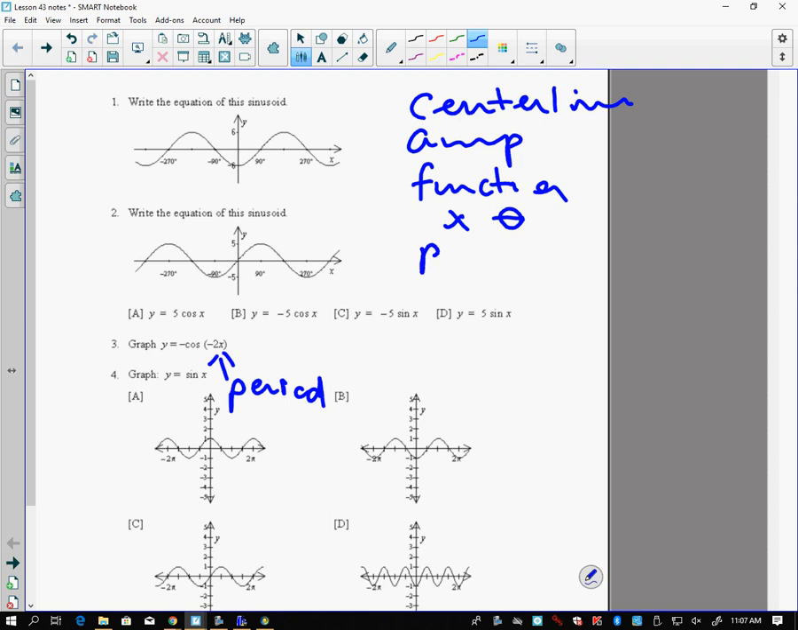And then period change, and then later we'll add phase shift to that. So the way that I've had kids remember this, or to remember the order and how we write these functions, is CAF PP. CAF PP, okay? So center line, amplitude, function, period change, phase shift.